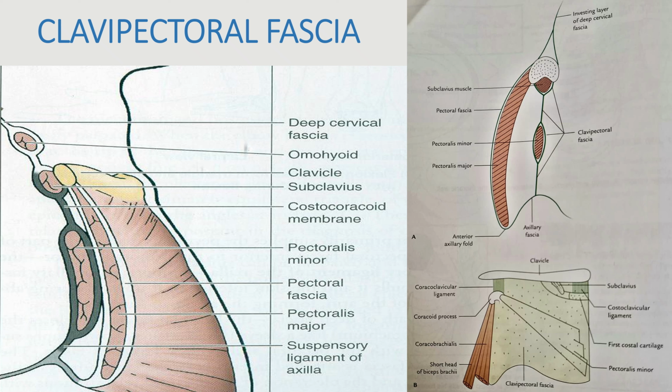Now, coming to the medial extension, medially the clavipectoral fascia would get attached to the first rib and also the costoclavicular ligament in the supromedial region. Laterally moving, it would get attached to the coracoid process of the scapula and would blend with the coracoclavicular ligament postero-superiorly. So the most important point to note is that the clavipectoral fascia would enclose two muscles, that is the subclavius superiorly and the pectoralis minor inferiorly.